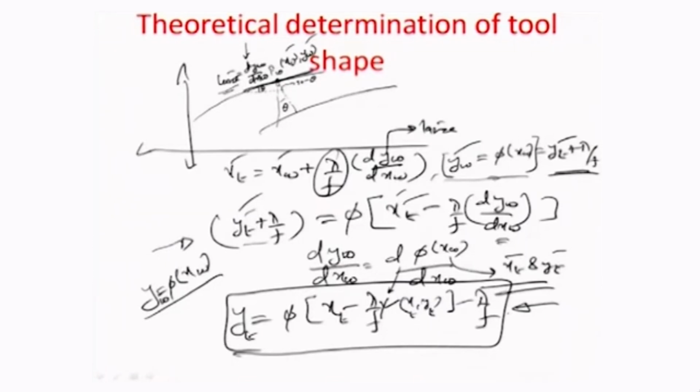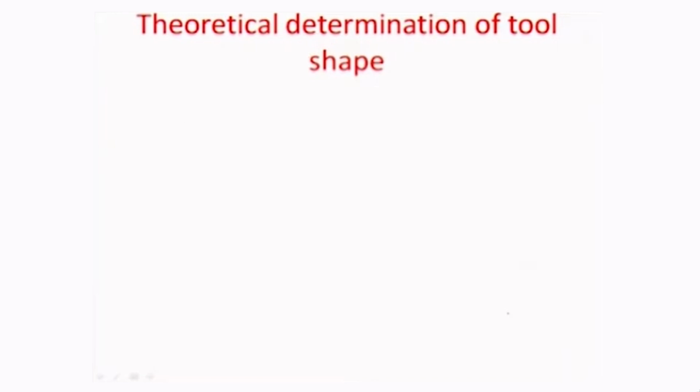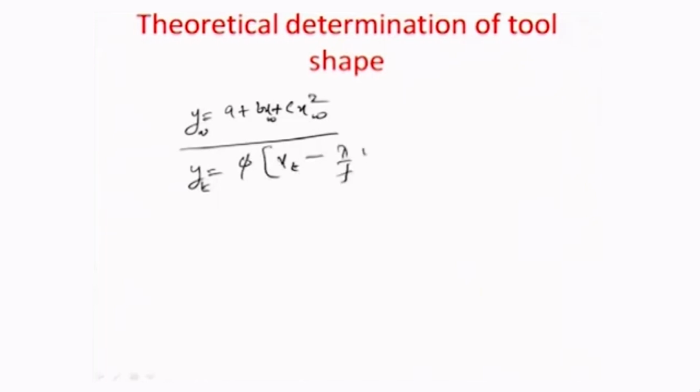Now, supposing we assume a functional relationship of the type y equal to, let us say, a plus bx plus cx square for the workpiece surface, and we want to find out what is the mapping into the tool surface. As we already know, the map is provided by yt equal to phi of xt minus lambda by f, some function of xt, yt, which is nothing but the slope dyw by dxw, minus lambda by f.